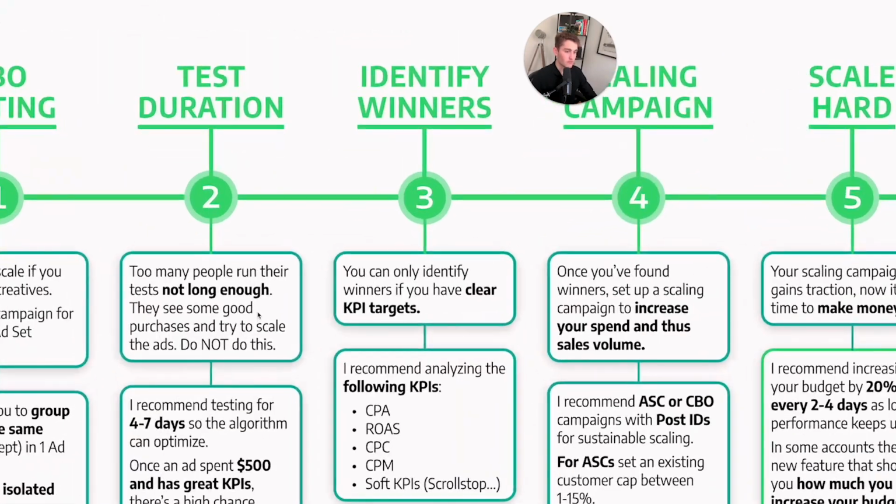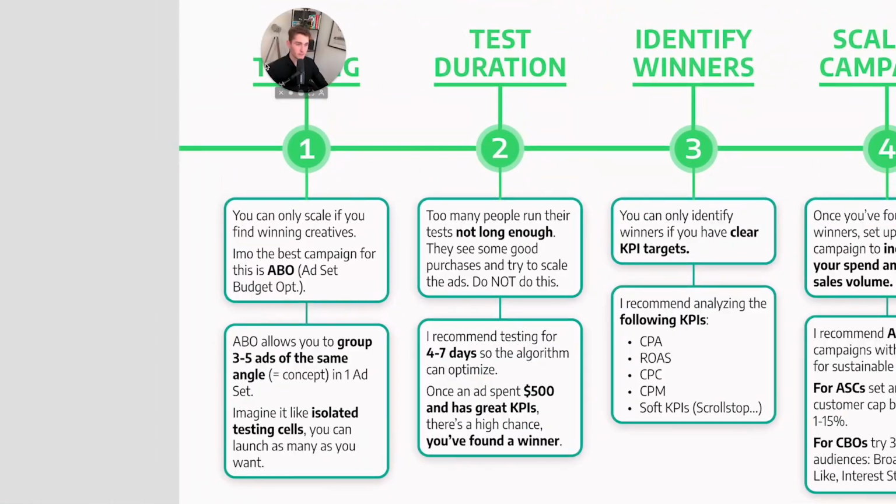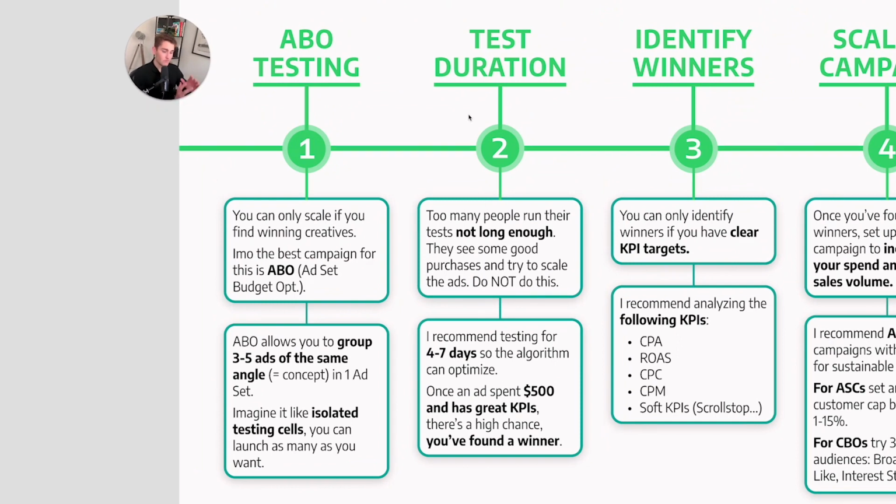So the basis of all of this is our ABO testing campaign. We call this the builder campaign, and it is essentially one ABO campaign. Again, the difference between ABO and CBO is that CBO, the campaign budget optimization, has the budget on the campaign level, whereas the ABO has the budget on the ad set level. We like to use these ABO campaigns because they create isolated tests. You can very thoroughly test different kinds of sets.